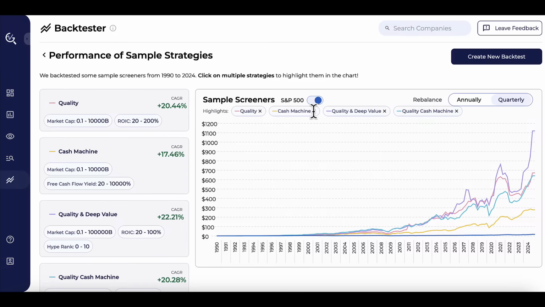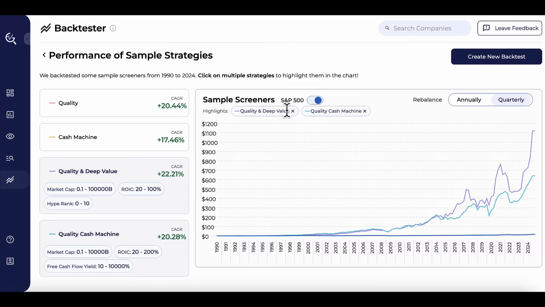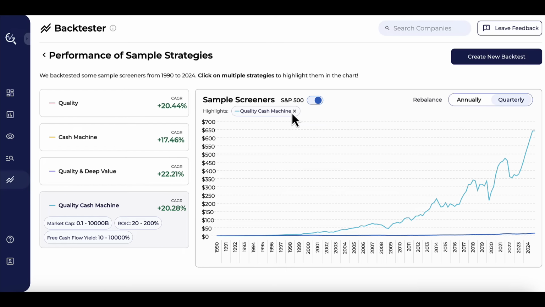So let's go ahead and take a look at the quality cash machine strategy. So we could see this turned $1 into nearly $650 over 35 years. How would you have done investing in the S&P 500? Well, you can see it down there at the bottom. So when you beat the market and you compound for a long time, you get amazing results.